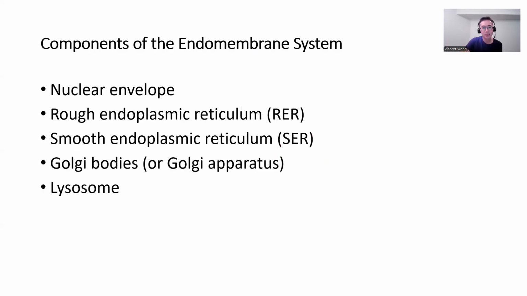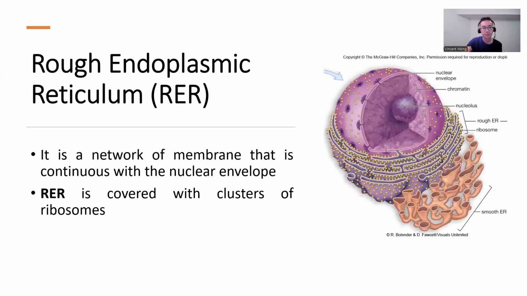The endomembrane system includes the following structures. There's the nuclear envelope, the rough ER, and the smooth ER. These three things are already in your picture. We will talk about the Golgi and the lysosome shortly. Let's do a quick revision of things that we already know from the drawing. The rough ER. In this picture, this portion is the rough ER. It's an extension from the nuclear envelope, and it's covered with ribosomes. We said it many times already. I'm not going to spend too much time on this.